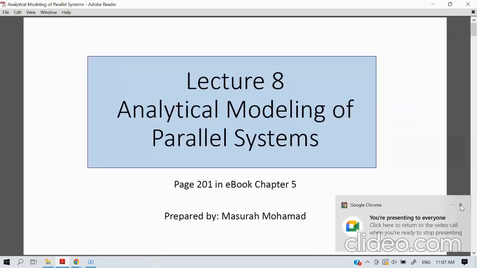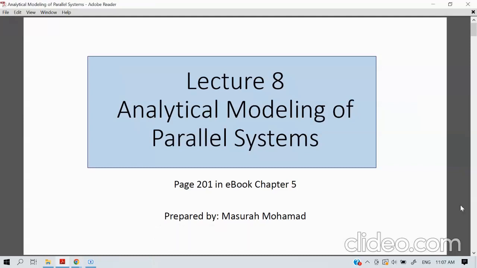Bismillahirrahmanirrahim. So this lecture is about what? Analytical modeling of parallel system. So please imagine we have already constructed our parallel process or parallel program. We want to analyze or measure the performance of our parallel program. So how to measure the performance of our parallel program? We have a few measurements, and that measurement is called analytical modeling.